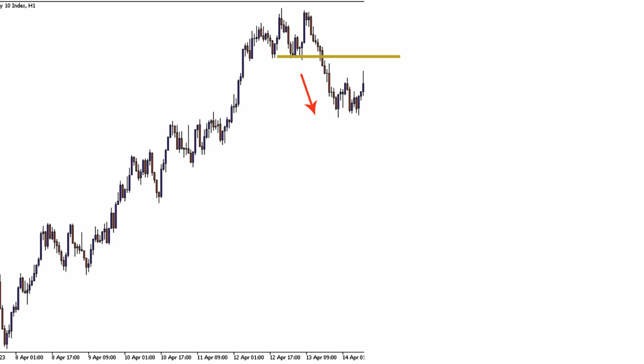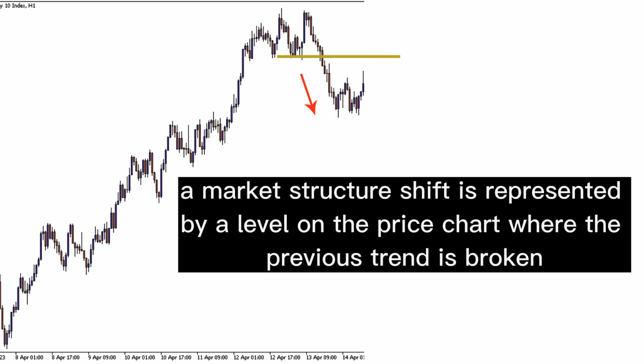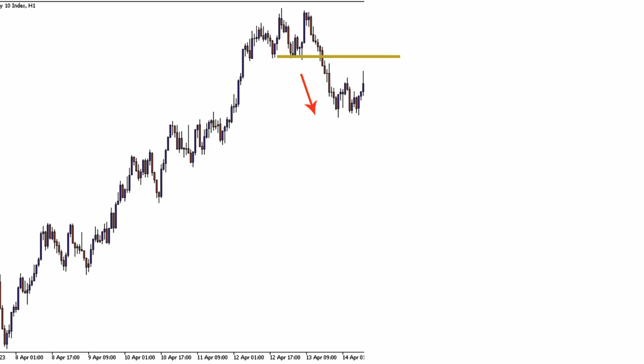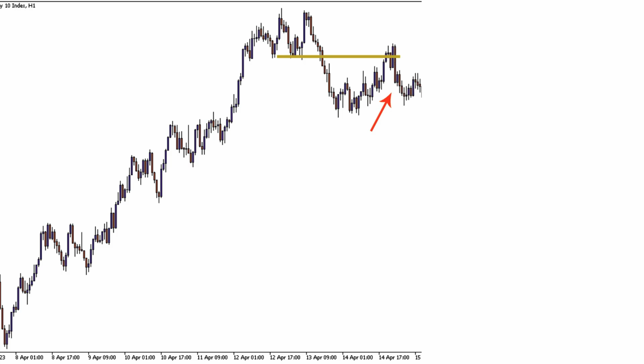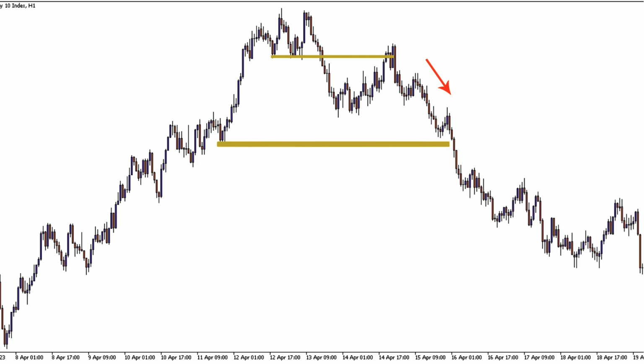What does that mean? A market structure shift is represented by a level on the price chart where the previous trend is broken. That means the uptrend structure has to be broken downward to create a low price level that is lower than the previous low. A return to this level is a signal to enter a sell position. You should sell from here to a lower low or bottom of the price chart.